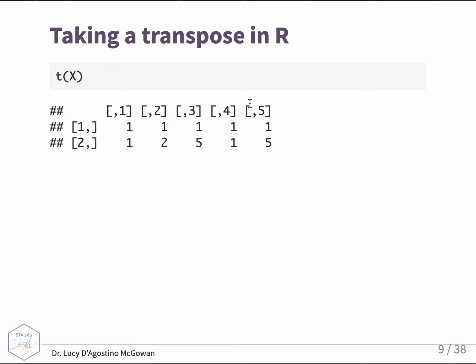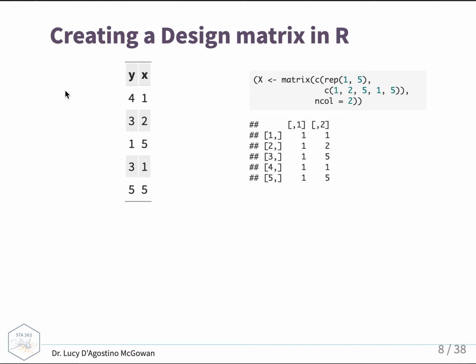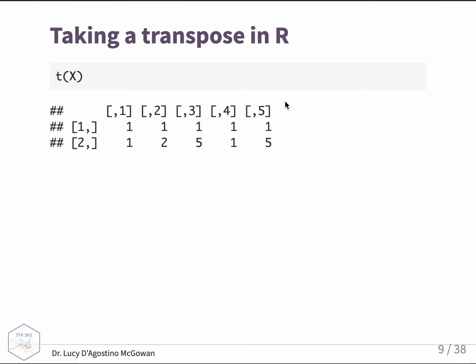I can take a transpose in R by using the t function. And so this is my design matrix, and this is the transpose of that. You're probably guessing where this is building up to, because essentially what we're building up to is being able to calculate that beta hat in R.